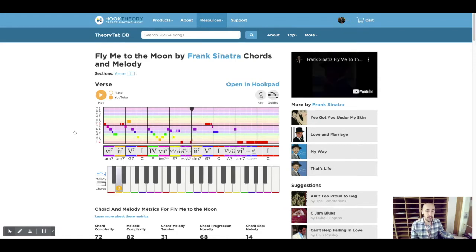These chords exactly match up to what Bruno Mars is doing. The only difference, right, this B minor 7 is a G7 over F. This E7 is E minor 7, right? But otherwise, they're the exact same chords, just different variations on the same progression.